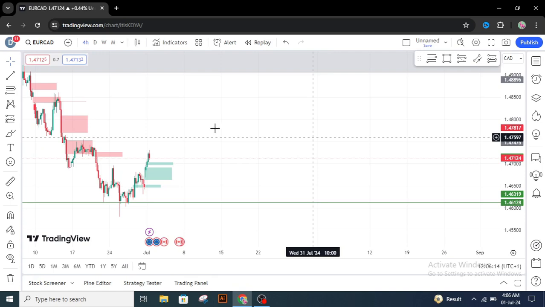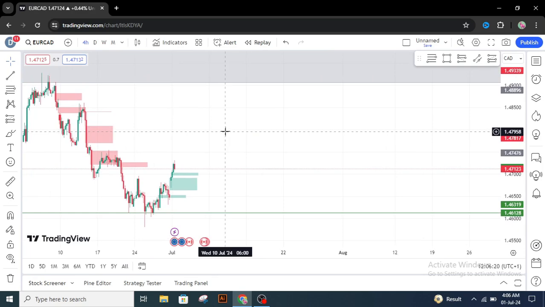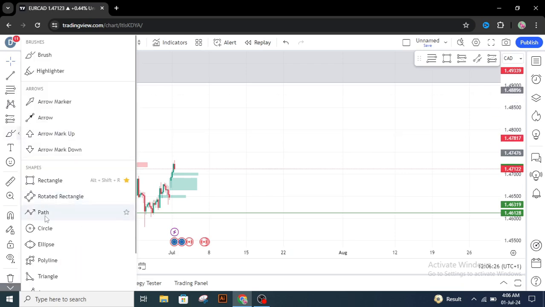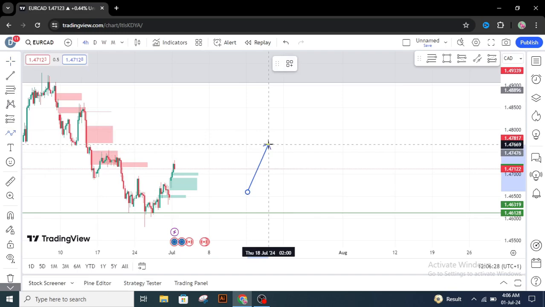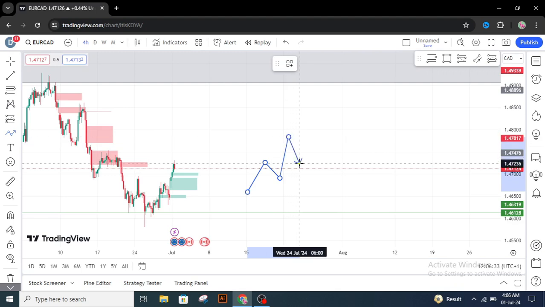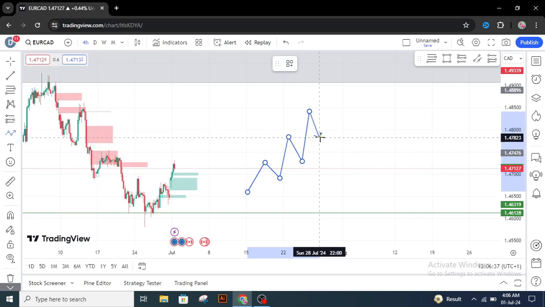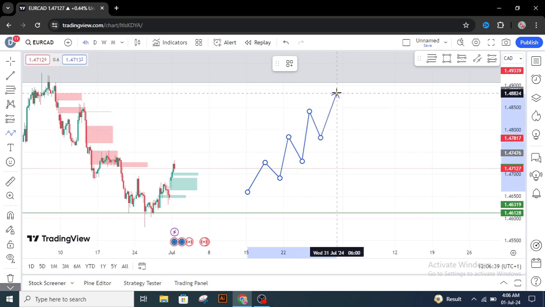Okay, so let me show you how the strategy works, and let me just show you what I mean. Let's say you have something like this: higher high, higher low, higher high, higher low, higher high, higher low, higher high.